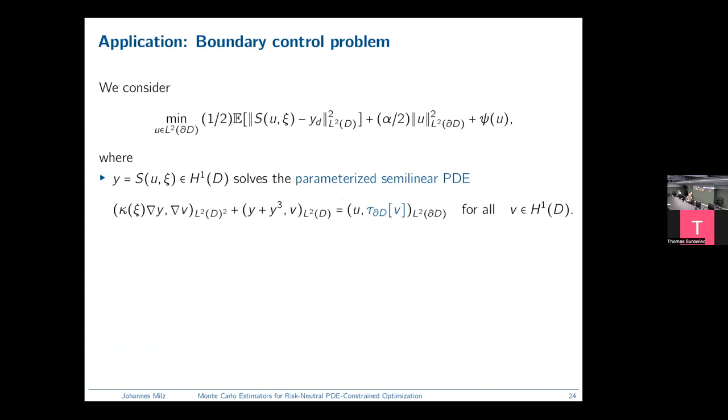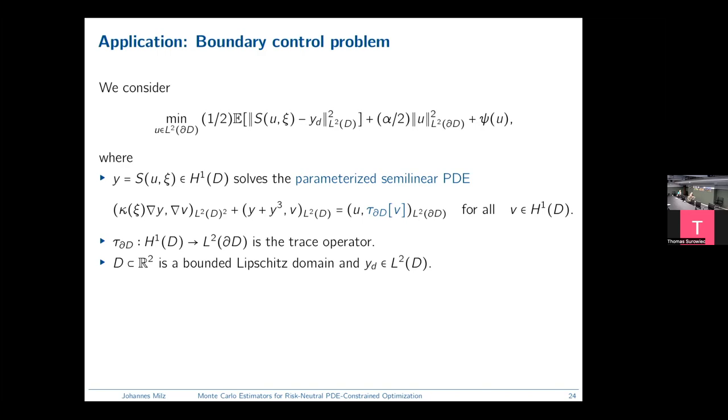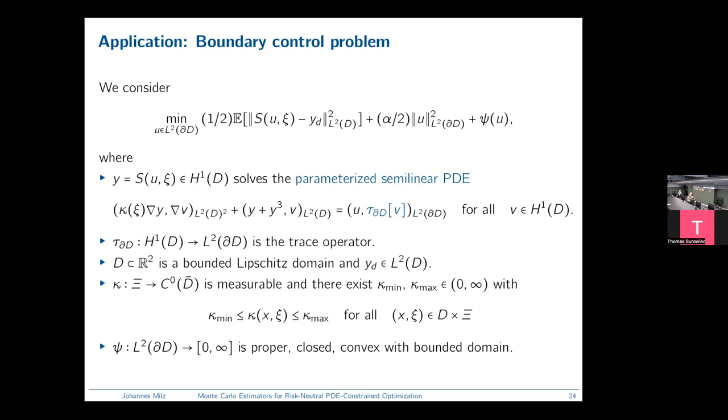And the semilinear PDE is very similar. Now I pose it over H1 and not H10. And also, as for the first example, the control enters linearly into the PDE. What's a little bit special about boundary control problems is that there appears the trace operator. It's usually not made explicit, but it's helpful for us to recognize the same compactness. So I'm explicitly writing down this tau operator, which is just a trace operator. And we require a little bit more in our domain. It should be a bounded Lipschitz domain. And we have the same assumptions on the random diffusion coefficient and the standard assumption on this function psi.